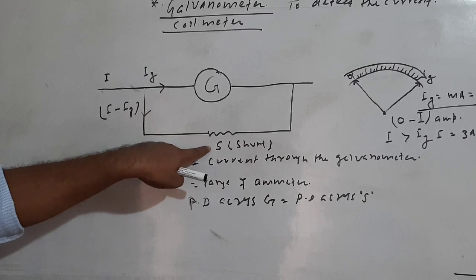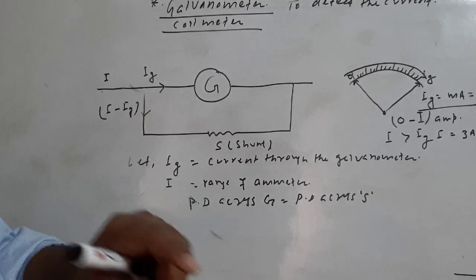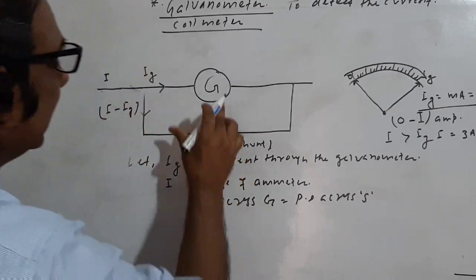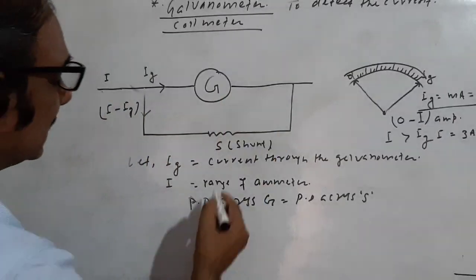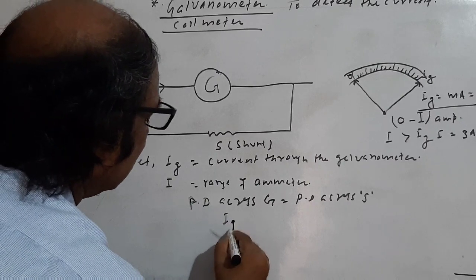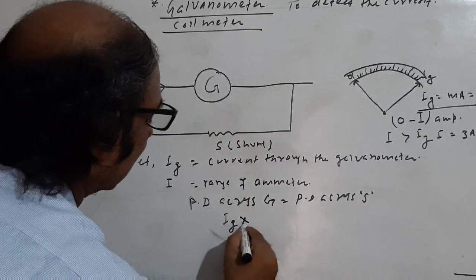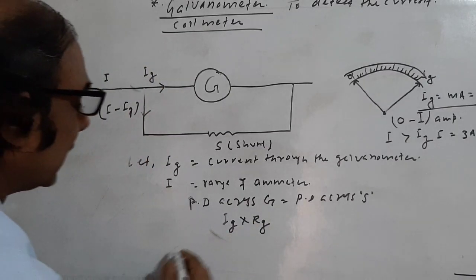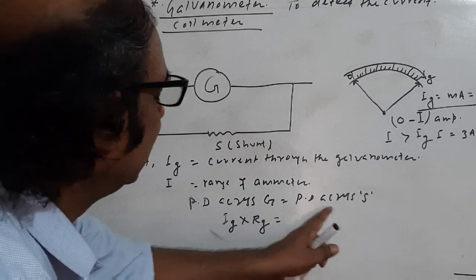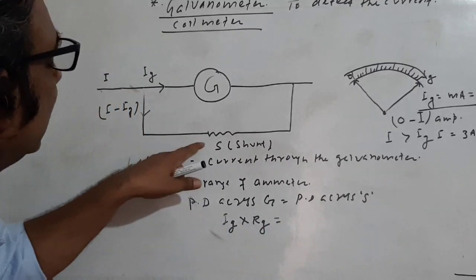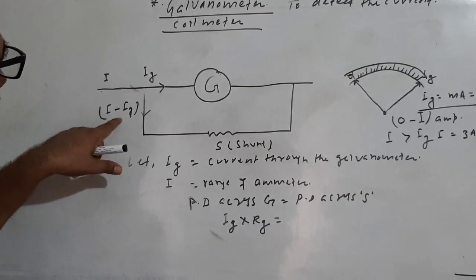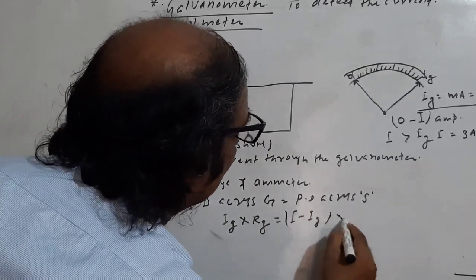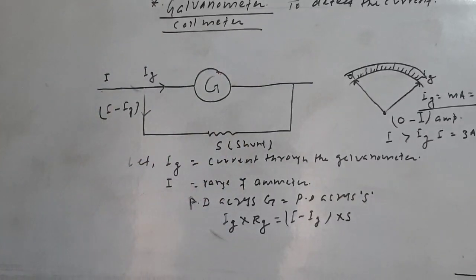S is the shunt, or this is the resistance of very low value. Voltage is defined as the product of current and resistance. Ig is the current through the galvanometer and Rg is the resistance of the galvanometer. Here the potential difference across C means the voltage across S, so (I minus Ig) into the resistance of the shunt S.